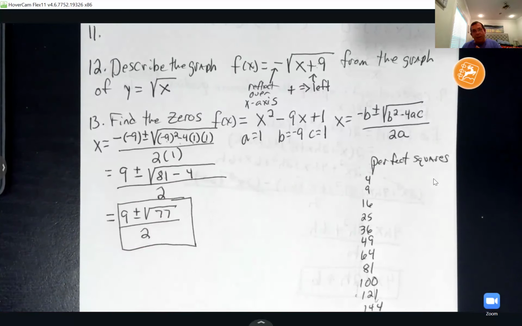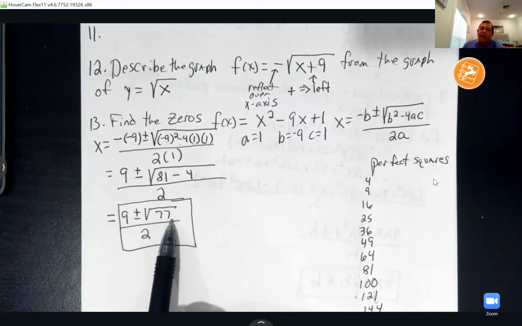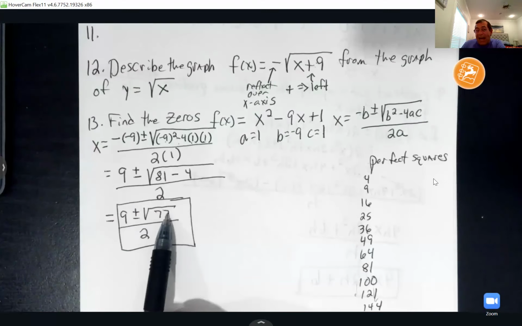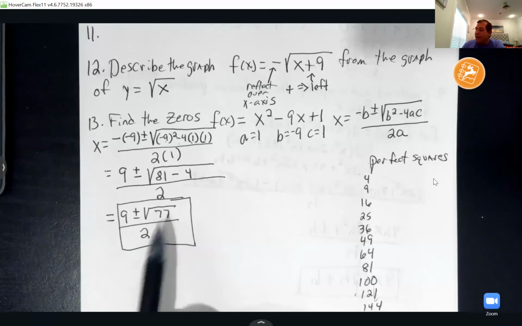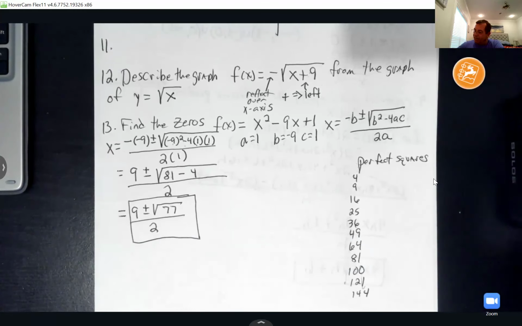Okay, so you just got to play with them. Get it down to that radical and see if you can simplify the radical any further. Now, I'm pretty sure since mine didn't simplify any further, y'all's probably won't simplify any further, okay?